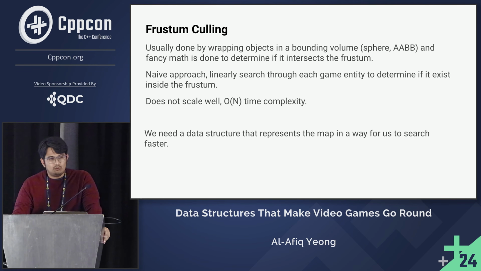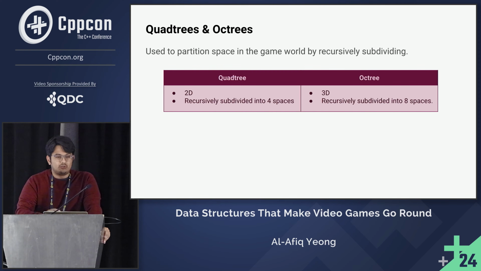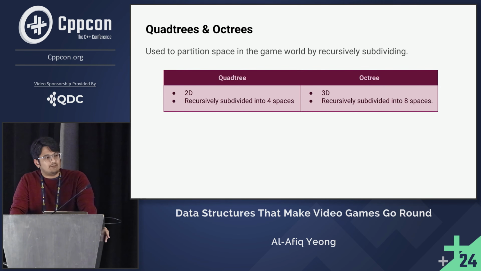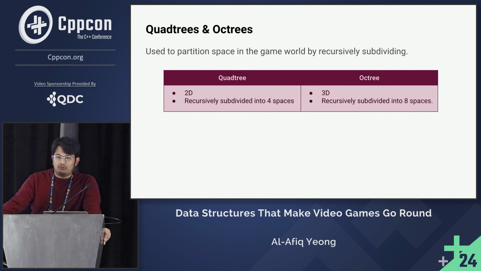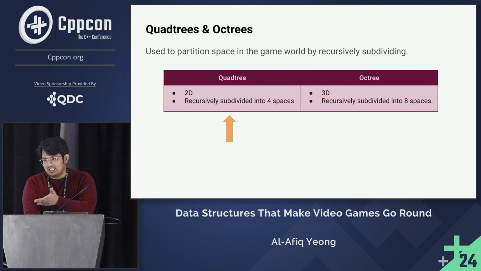And in games, we use data structures called quadtrees and octrees, right? A quadtree and octree partition the space in the level by recursively subdividing it. Quadtrees are two-dimensional, and recursively subdivide into 4 spaces. Octrees are 3-dimensional, and recursively subdivide into 8 spaces. Twice as much because of 1 extra dimension. For this talk, we're going to focus on quadtrees because we don't want to blow our brains with 3D. And also it's easily extendable.